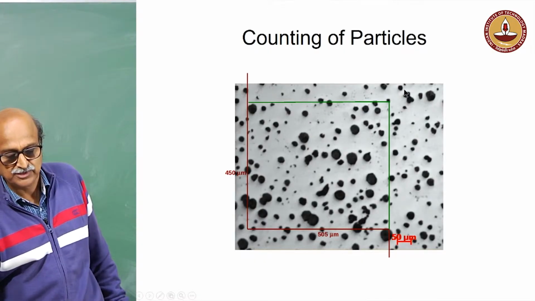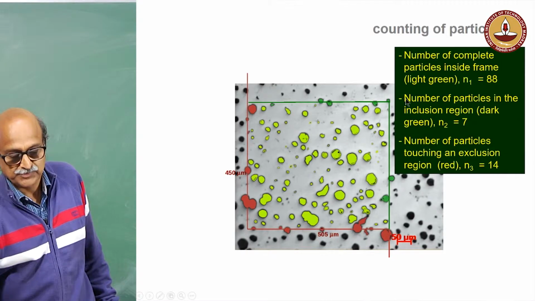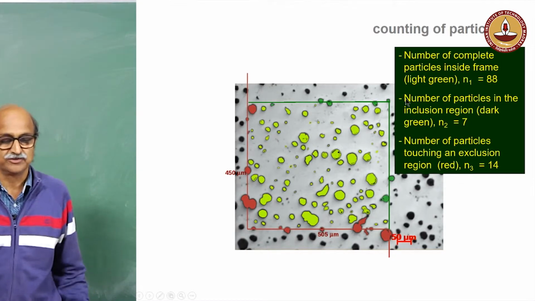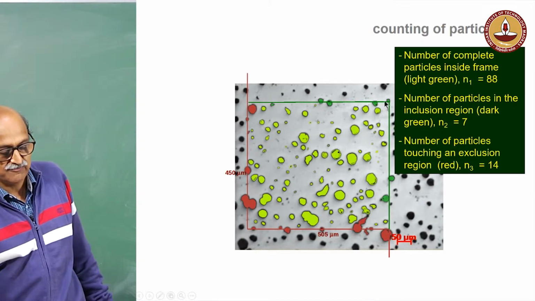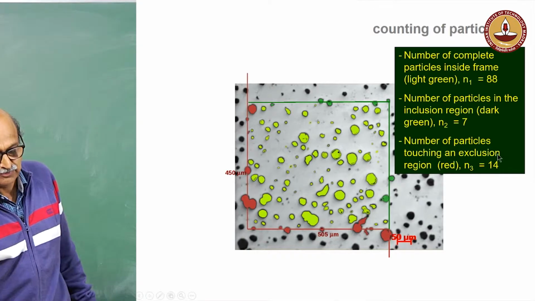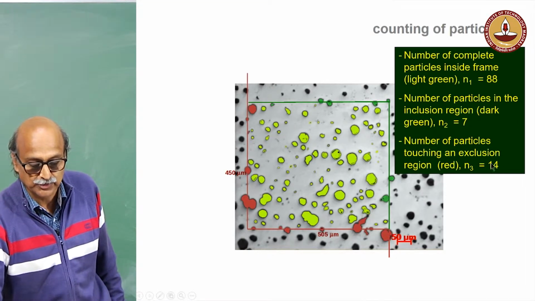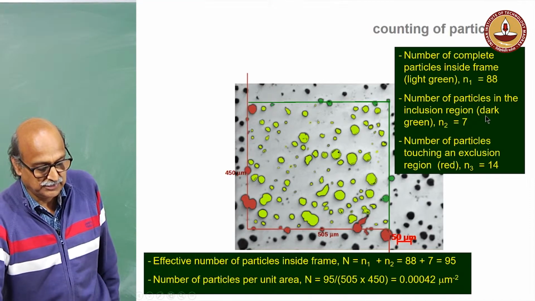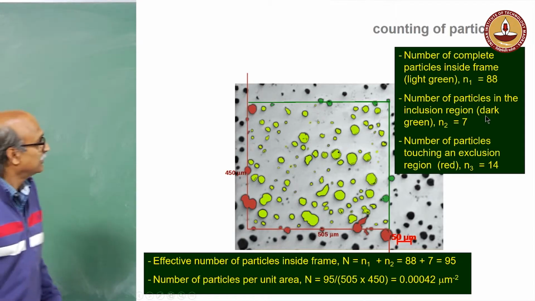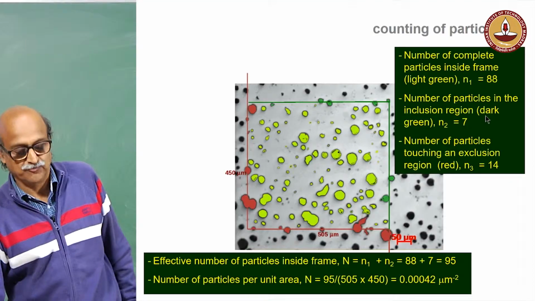Based on this, we were able to separate out these three kinds of particles. So, there are 88 particles which are completely inside, 7 touching the green line and 14 of them touching the red line. Based on this, 14 we will not include in the count, we will just include 88 and 7, giving us a count of 95 in this frame, and then from that you can calculate number of particles per unit area.